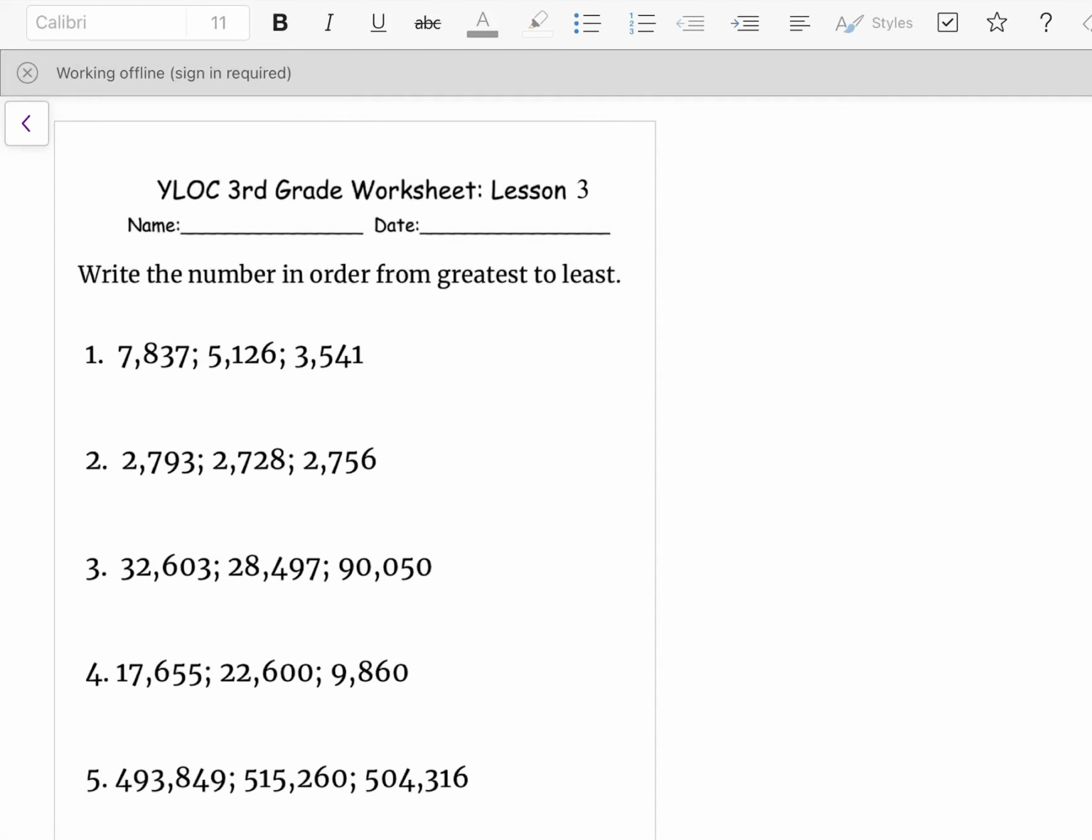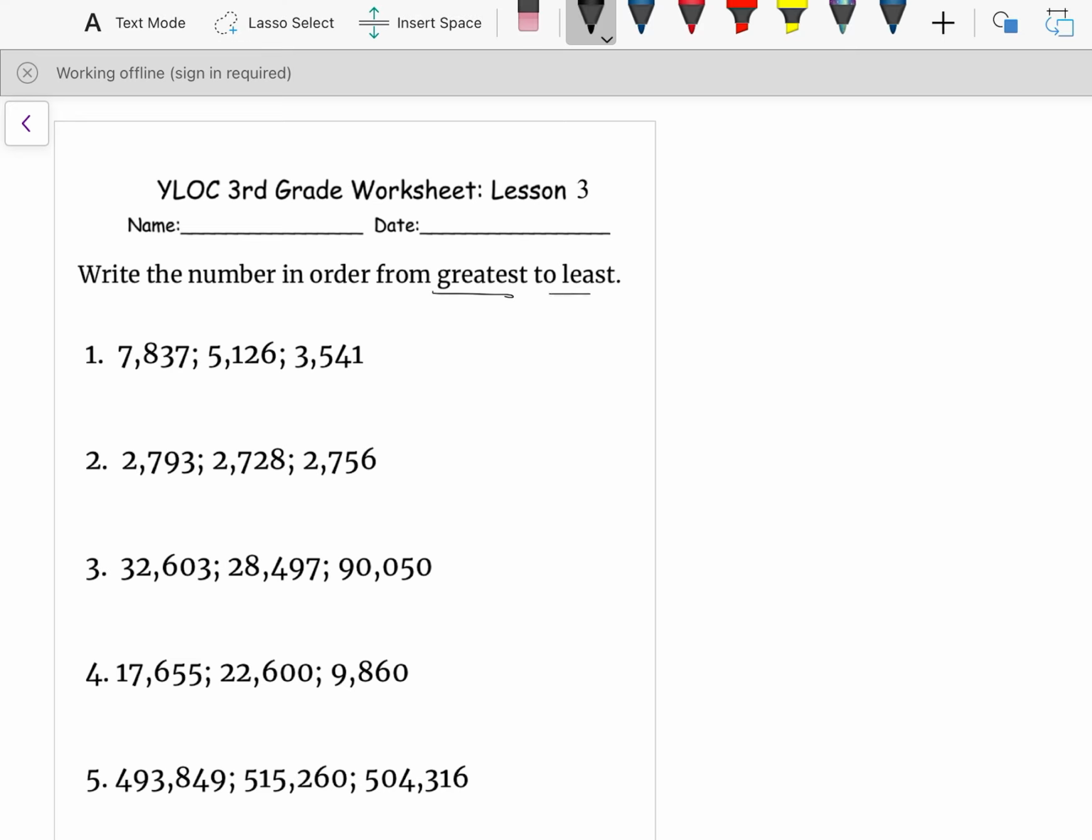Hello, today we're going to work on the Wildlife 3rd grade worksheet, lesson 3. So we're going to start with writing the numbers in order from greatest to least.